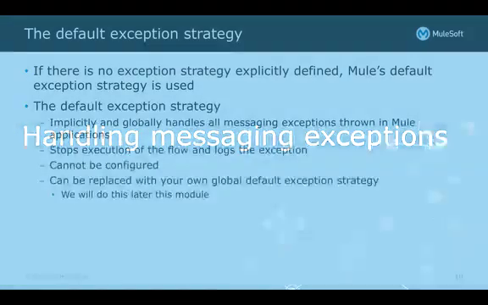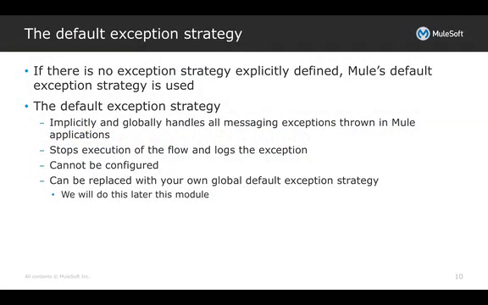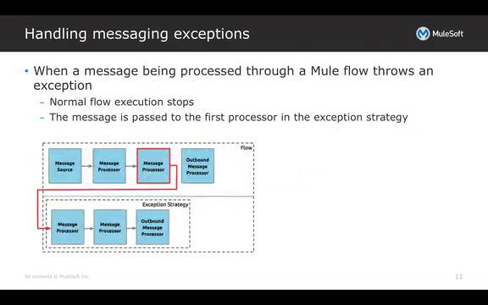Handling messaging exceptions. If we don't define our own exception strategy, Mule's default exception strategy will be used. The default exception strategy is implicitly and globally handling all message exceptions thrown in the application. This will by default stop the execution of the flow and log the exception. We cannot configure the true default exception strategy, but we can replace that exception strategy with our own global default if preferred. We'll see this later in the module.